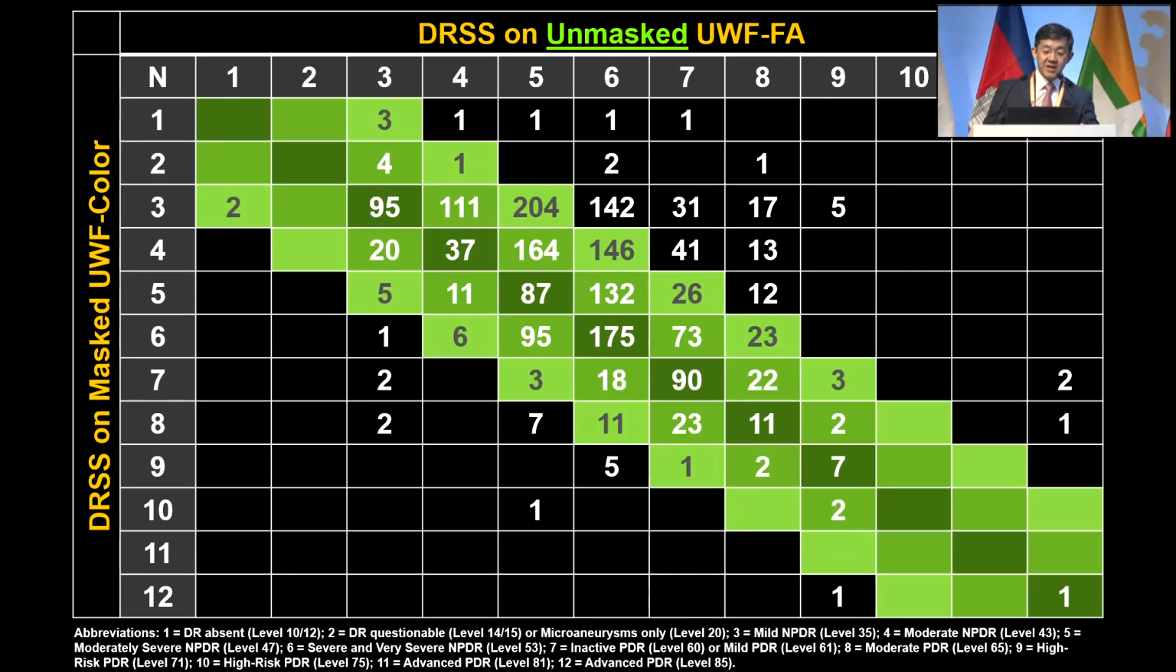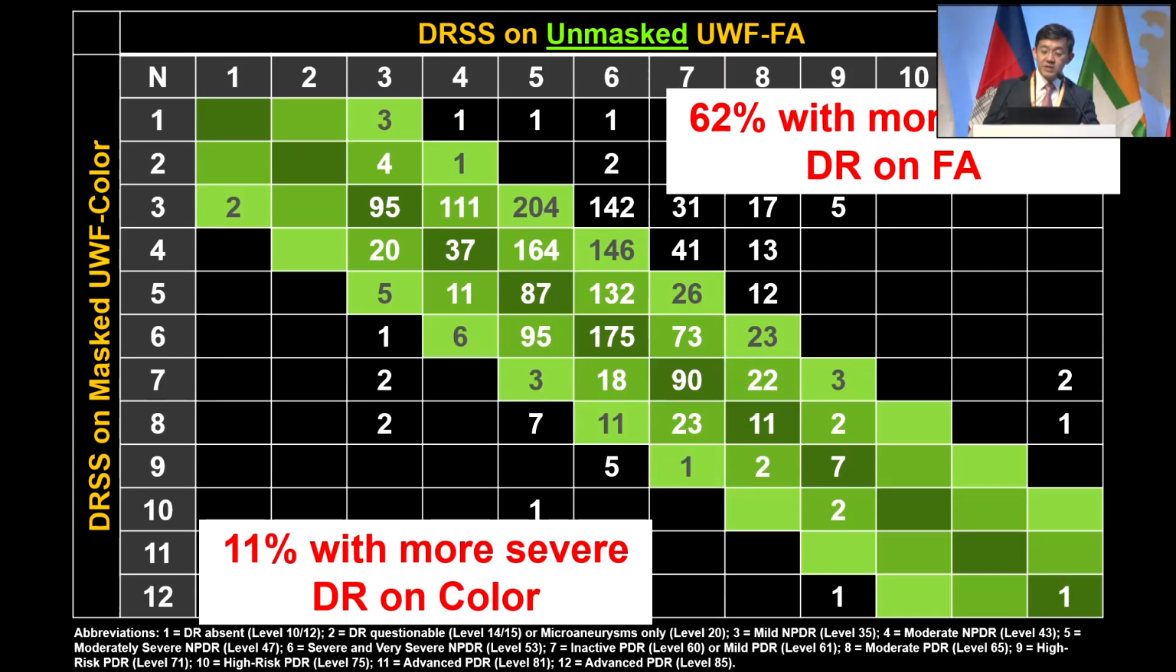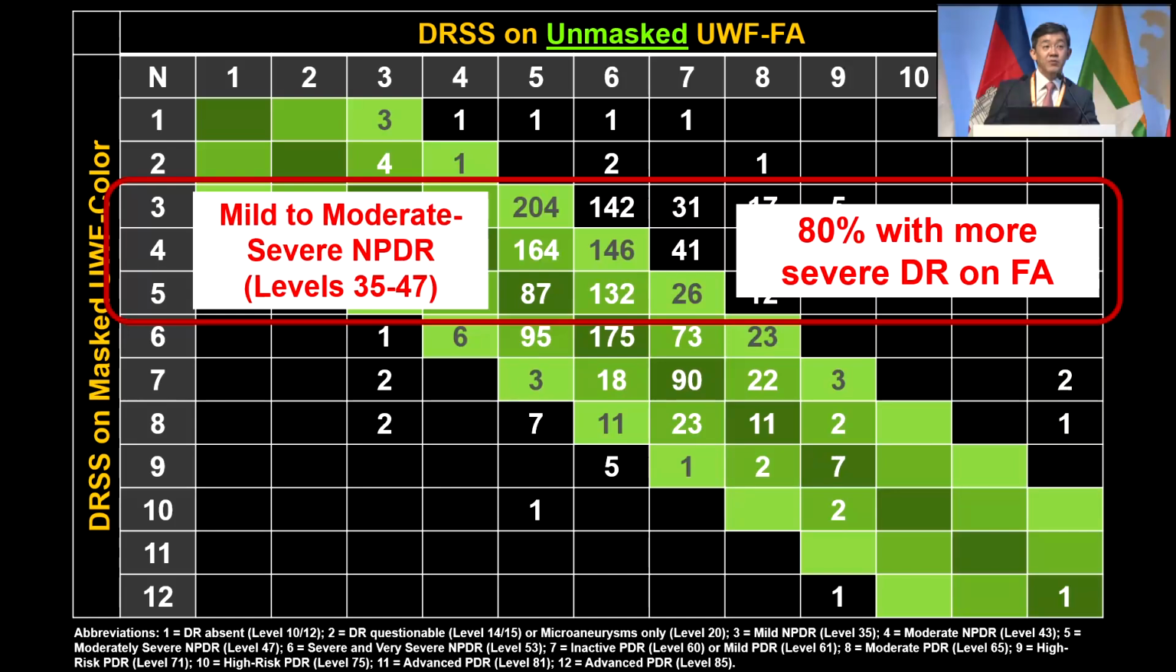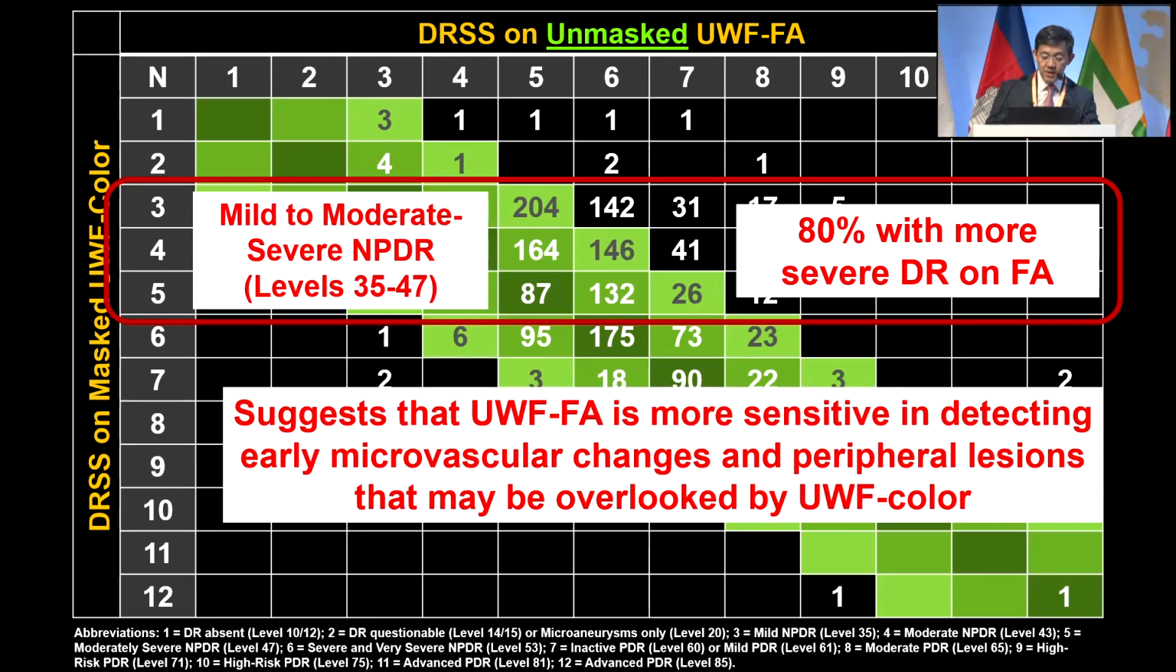So this is a cross-tabulation of the unmasked ultra-wide field DR severity and the masked ultra-wide field color. And you can see 62% more severe DR on the unmasked ultra-wide field images, suggesting that you really see much more disease. This is even more striking when you're looking at mild to moderate NPDR, with 80% more severe DR on the angiogram. This suggests that the ultra-wide field FA is more sensitive in detecting early microvascular changes and peripheral lesions that may be overlooked on the ultra-wide field color.